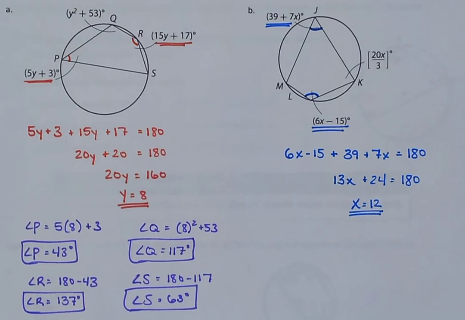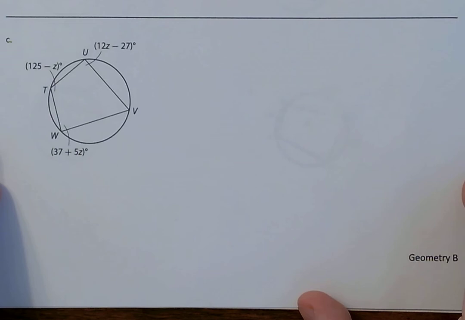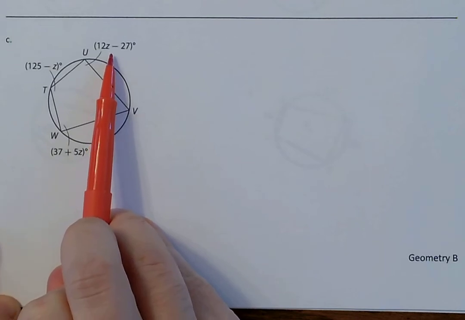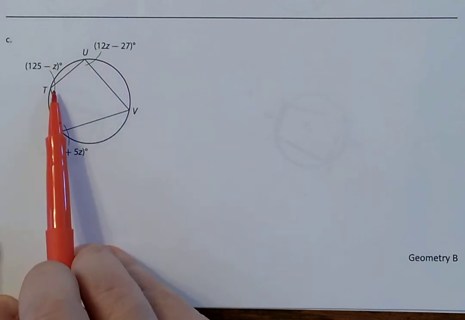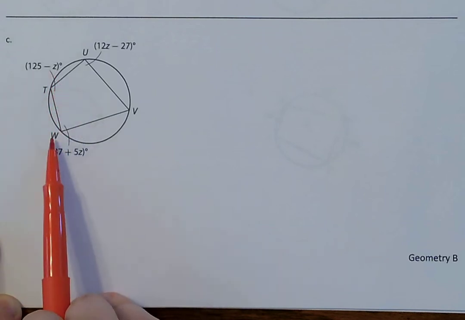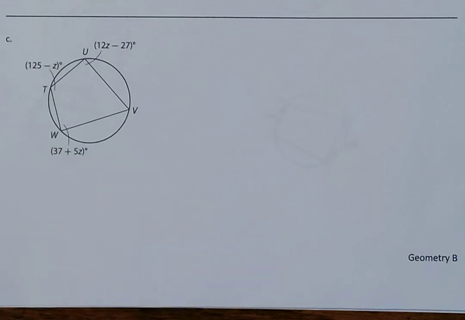Alright, so the last one is example 2, part C. They want you to go through and do the same thing as parts A and B. We're going to use the Inscribed Quadrilateral Theorem. They tell us 3 angle measures: the measure of angle U is 12z minus 27, the measure of angle T is 125 minus z, and the measure of angle W is 37 plus 5z. So, they tell us 3.